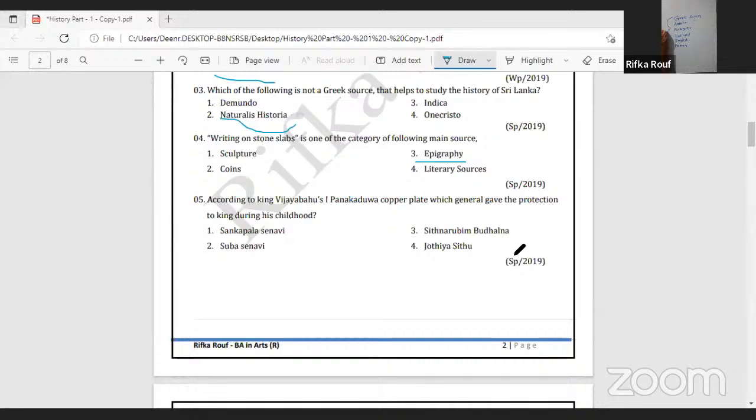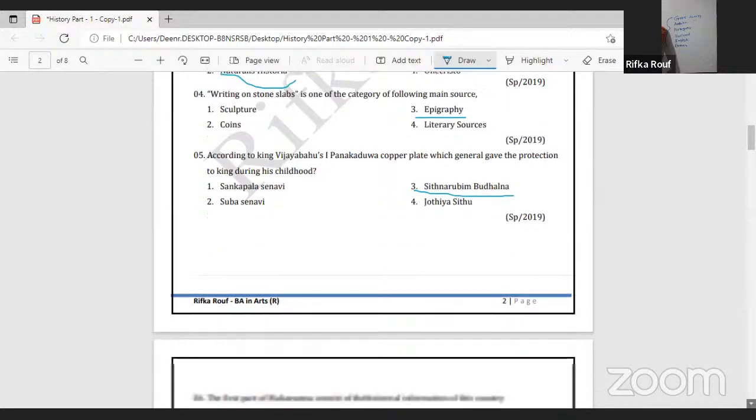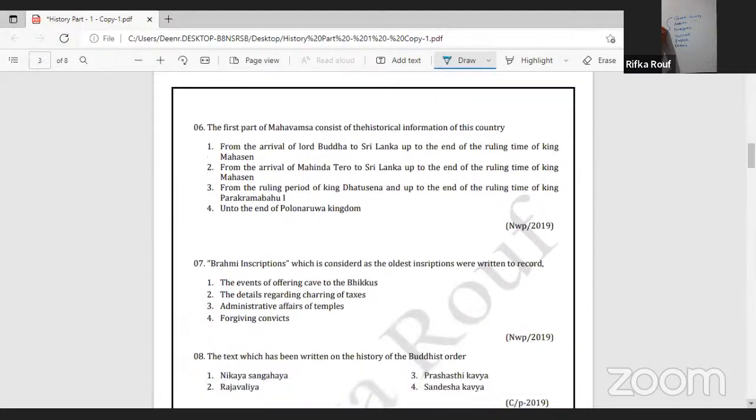So in this particular question, how much information have we learned? Do you understand? If you are listening to me, this entire story is going to stay in your mind. You got it? That is what I'm trying to do in this class. Yes, Sitnarubim Budalna is the answer here. Right? Okay. Now let us move on to the next one.